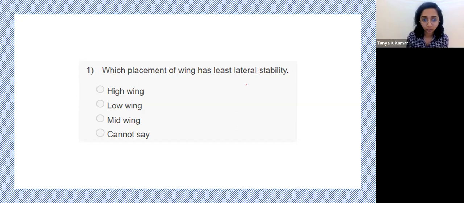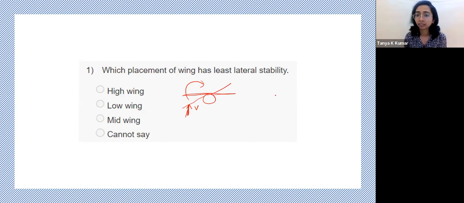So I'll just try to draw and explain. First I'll take the high wing case. If you have a high wing and suppose it has turned like this, then the oncoming velocity will hit. There will be a normal component of the velocity in this direction, and some component of the velocity in this direction, which produces a restoring moment. So it will try to regain its equilibrium point. This is for the high wing case, right? Yes, ma'am, a restoring moment is created.